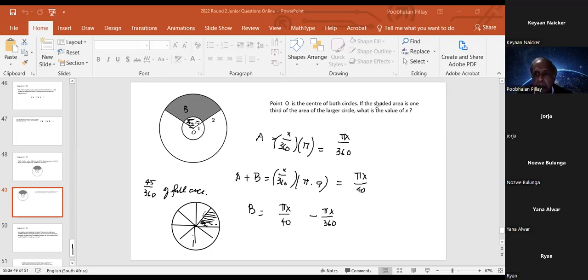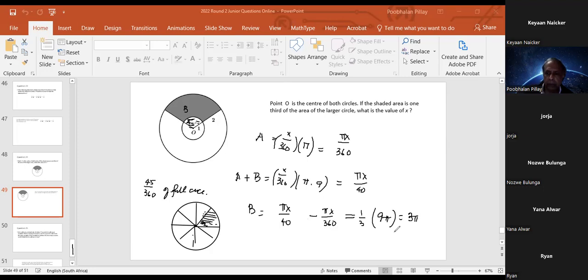But we know that the area of B, the shaded area, is 1/3 the area of the larger circle. So there's your equation. It's 1/3 the area of the larger circle. The larger circle is radius 3. So the area of that is 3 squared is 9. So pi r squared is 9 pi. Right. So you got an equation here, and 3 goes into 9 pi, so it's 3 pi.